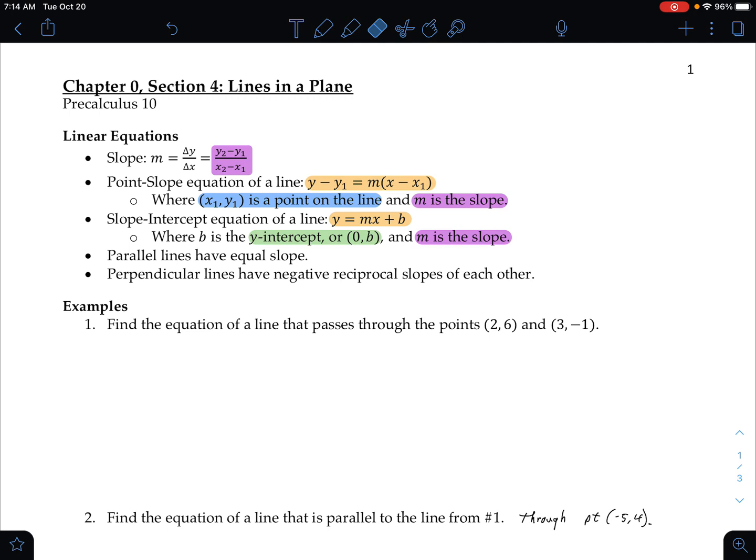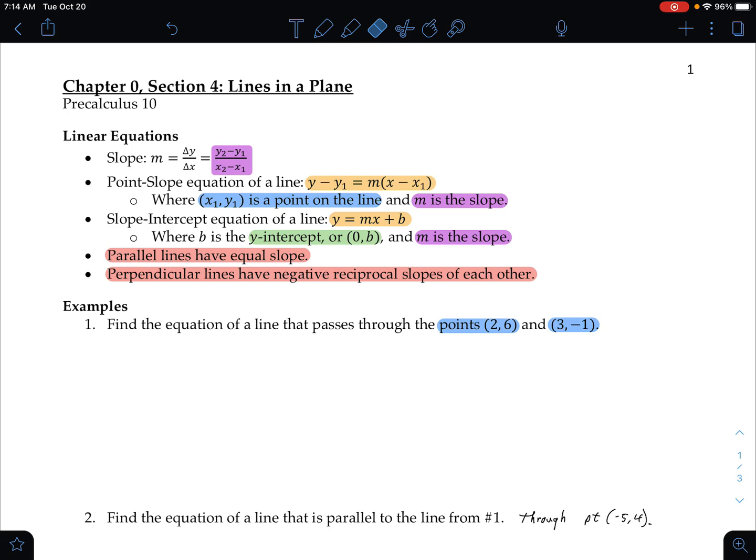And just as we talked about last class, parallel lines have equal slope and perpendicular lines have negative reciprocal slopes of each other. So I'll look at the first two examples, and then the other 6 are for you to do after the video. Okay, so first we look at the equation of a line that passes through 2 points. These are my 2 points, 2, 6, and 3, negative 1.